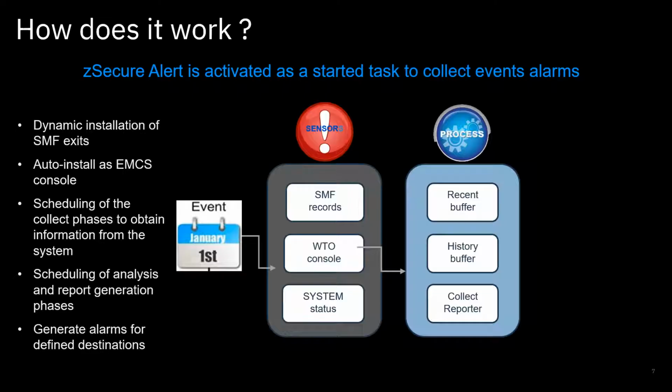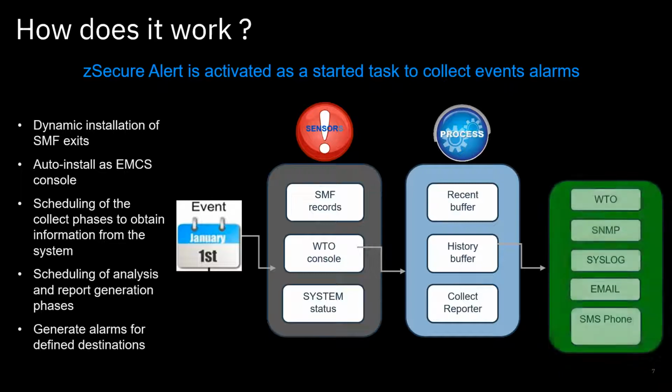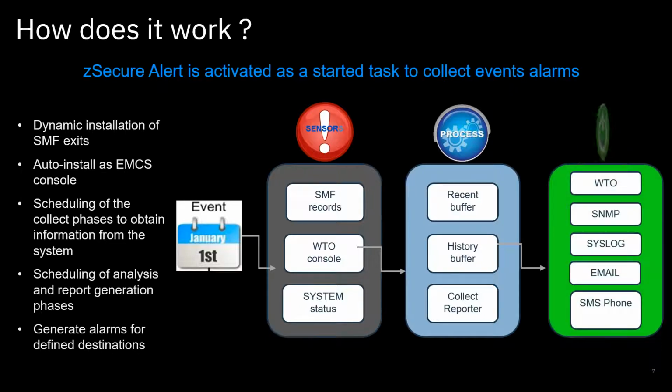In the process phase, zAlert uses the controller to store the event received by the sensor into the recent buffer. At the same time, the previous collected information stored in the recent buffer is automatically copied to the history buffer. Then the reporter task verifies whether any of the loaded events triggers one of the active alerts. And finally, zAlert uses the output channels to send the alerts.